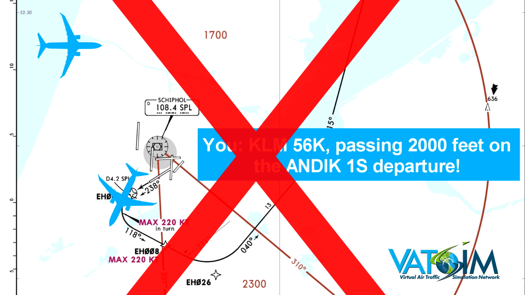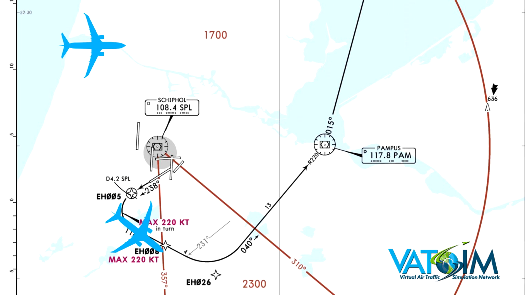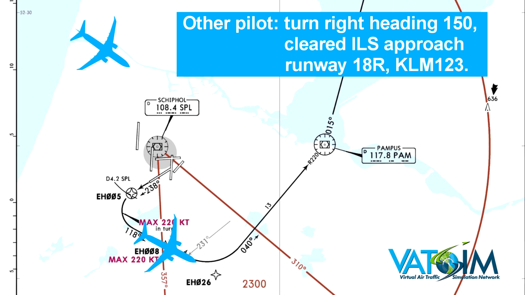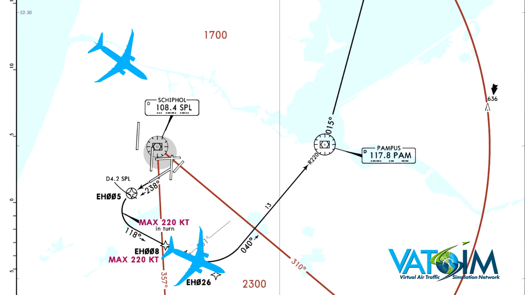You have to wait for the other instruction to be finished because you still expect a reply from the other pilot that's still on the approach on 18 right. So you still expect that pilot to say something like this: "Turn right heading 150, cleared ILS approach, runway 18 right, KLM 123." So now that that instruction has been finished and you do not expect any other reply from the controller or the pilot, then it's safe to transmit and say that you're on the departure in this case.